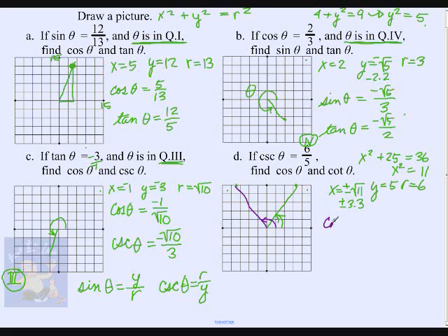So cosine theta is going to be plus or minus the square root of 11 over 6. And the cotangent of theta, how is that defined? That's x over y, right? And that's got to be plus or minus the square root of 11 over 5. Very tricky.